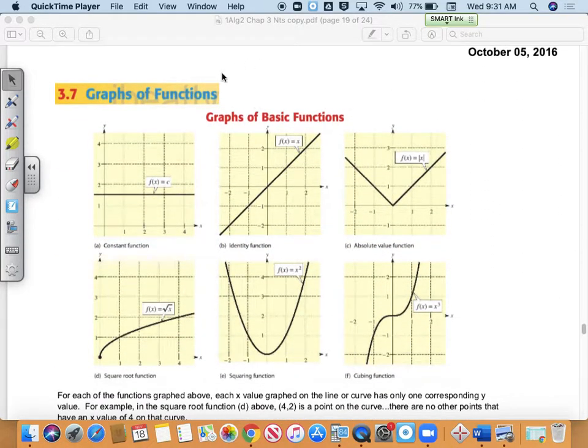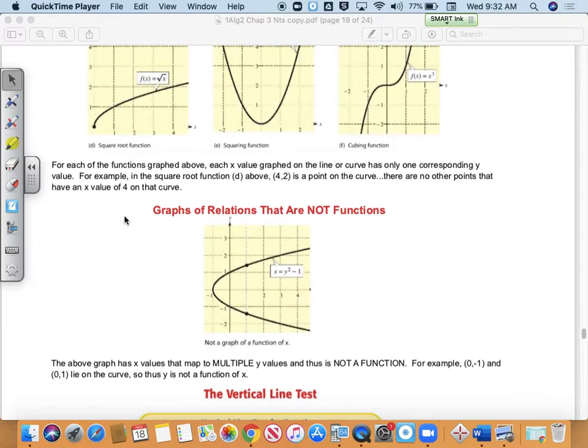So if you remember from yesterday, during class, we learned the beginning part of 3.7. So we looked at the graphs of functions, basic functions, f of x equals c or y equals c, f of x equals x, and so on. So we looked at all of these different graphs. We looked at graphs that are not functions, like this example here.